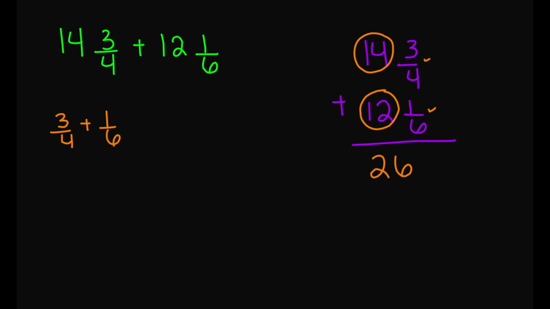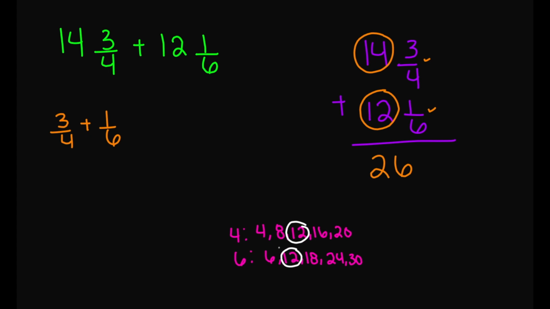Remember, my denominators are not the same. Since my denominators are not the same, then I need to find a common denominator. So let's go ahead and list the multiples for my 4 and my 6. My 4, we have 4, 8, 12, 16, 20. And for my 6, we have 6, 12, 18, 24, 30. And I'll stop here for now. The least common multiple between the 4 and the 6 is going to be the number 12.